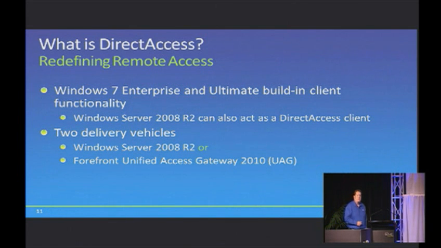Direct access was introduced with Windows 7. You can actually use Windows Server 2008 R2 as a direct access client as well. That's something you can do. Maybe there's a branch office where you just want to have one server somewhere, and you're able to save the dedicated WAN if you're using direct access.